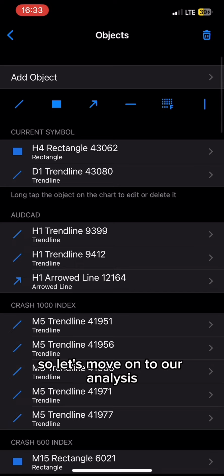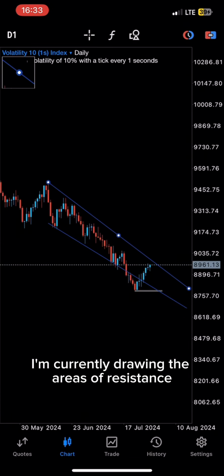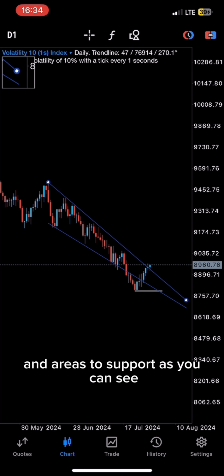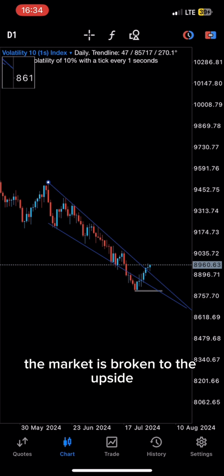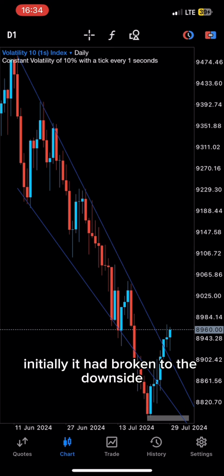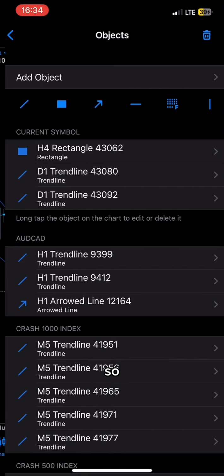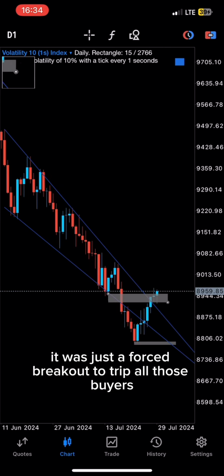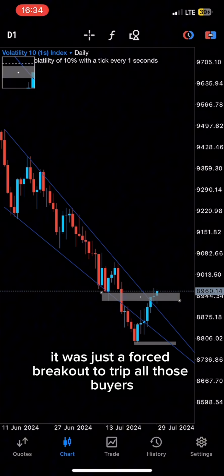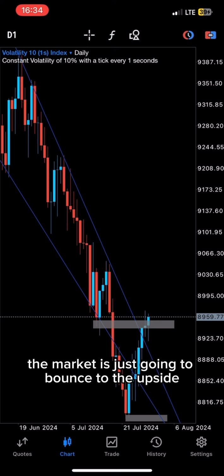So let's move on to our analysis. As you can see, I'm currently drawing the areas of resistance and areas of support. The market has broken to the upside. Initially, it had broken to the downside, but since it is a falling wedge, usually it breaks to the upside. So it was just a forced breakout to trap all those buyers who might think the market is just going to bounce to the upside.